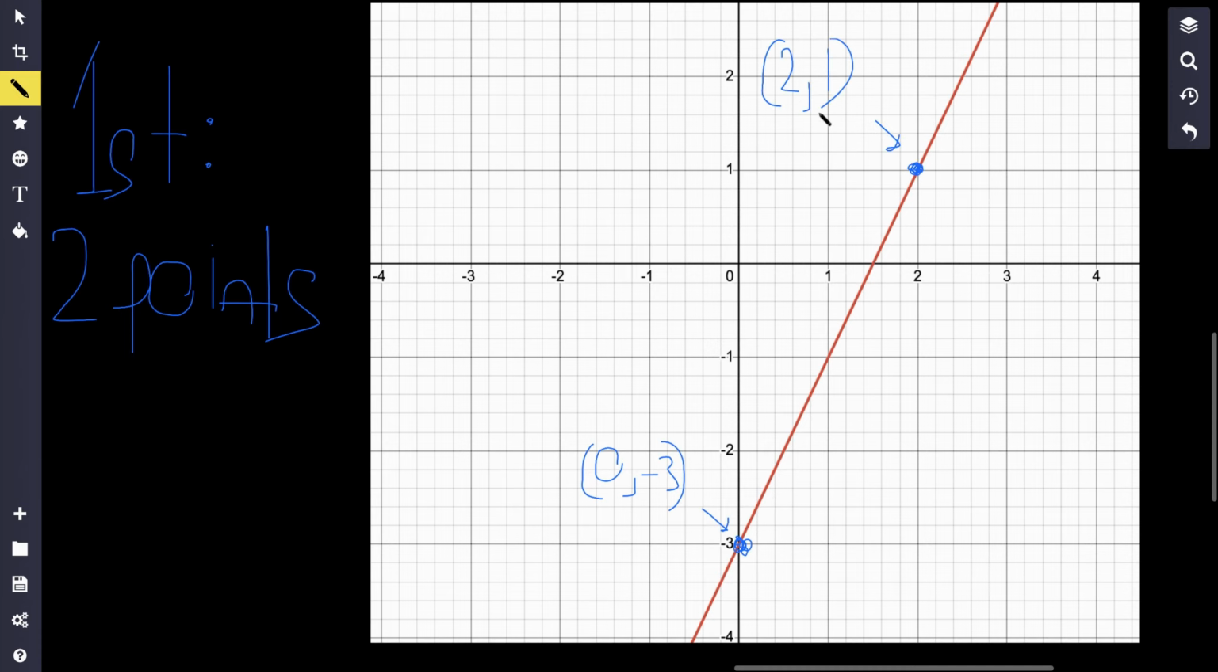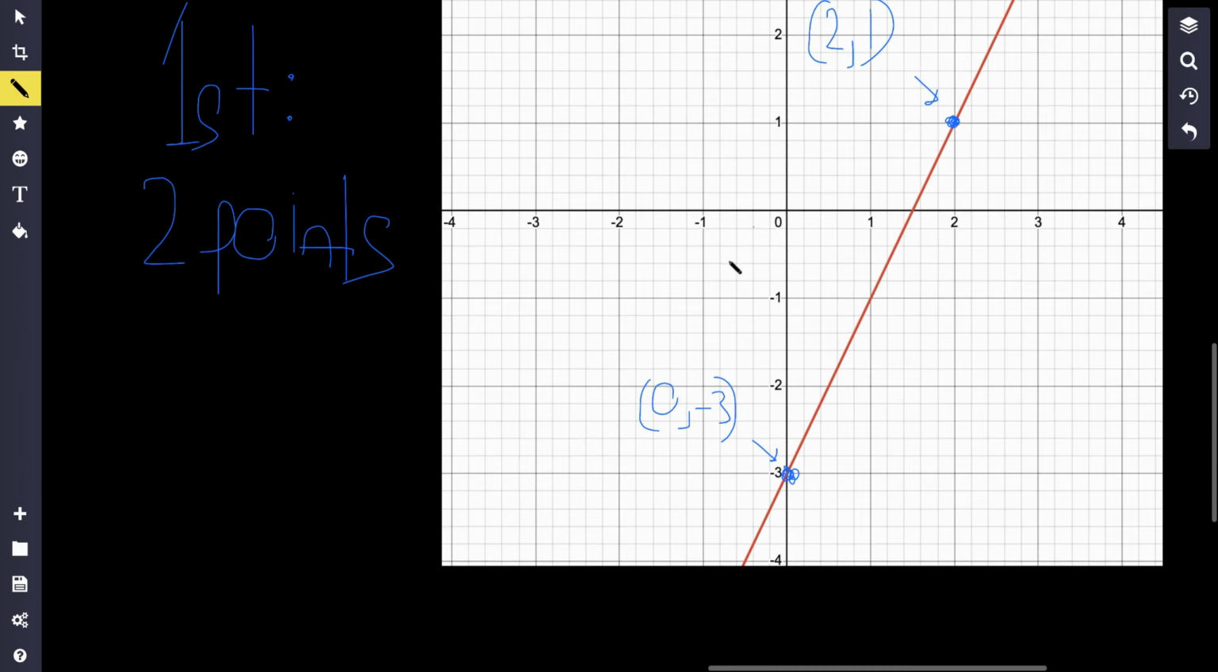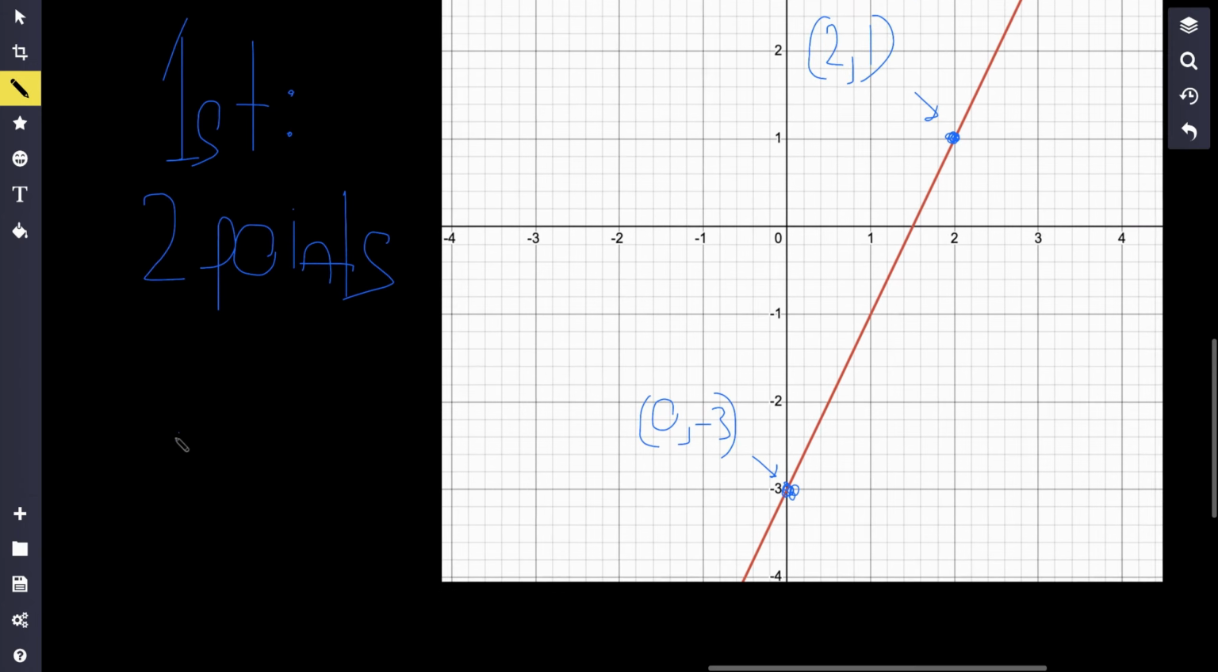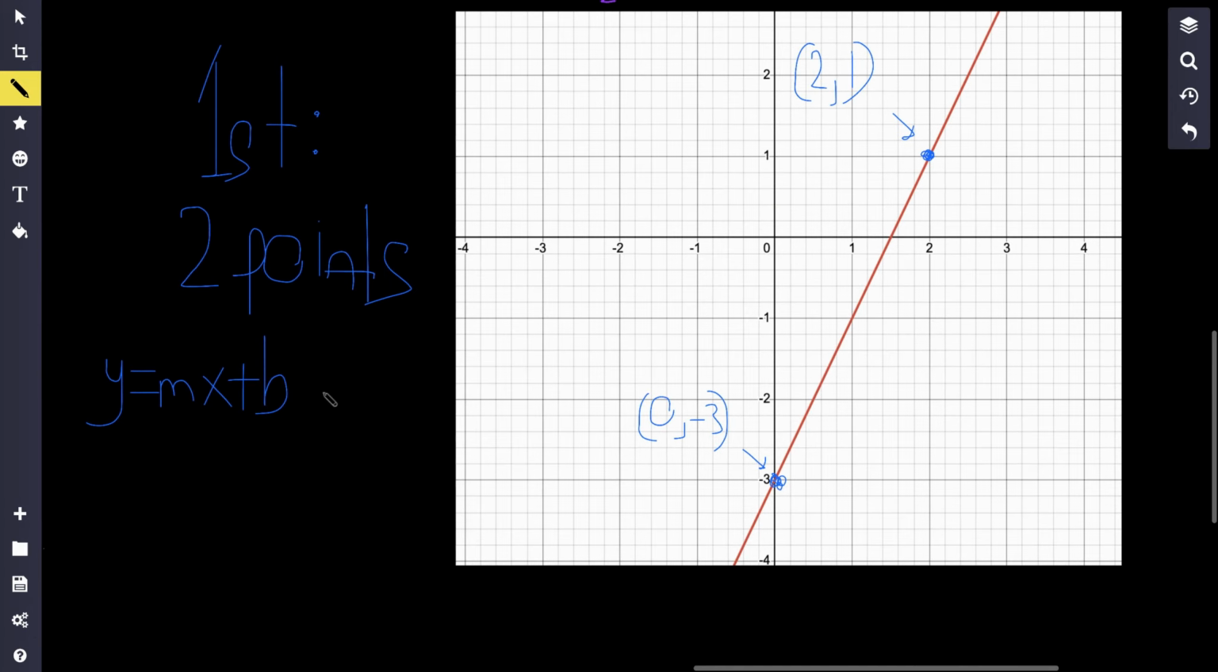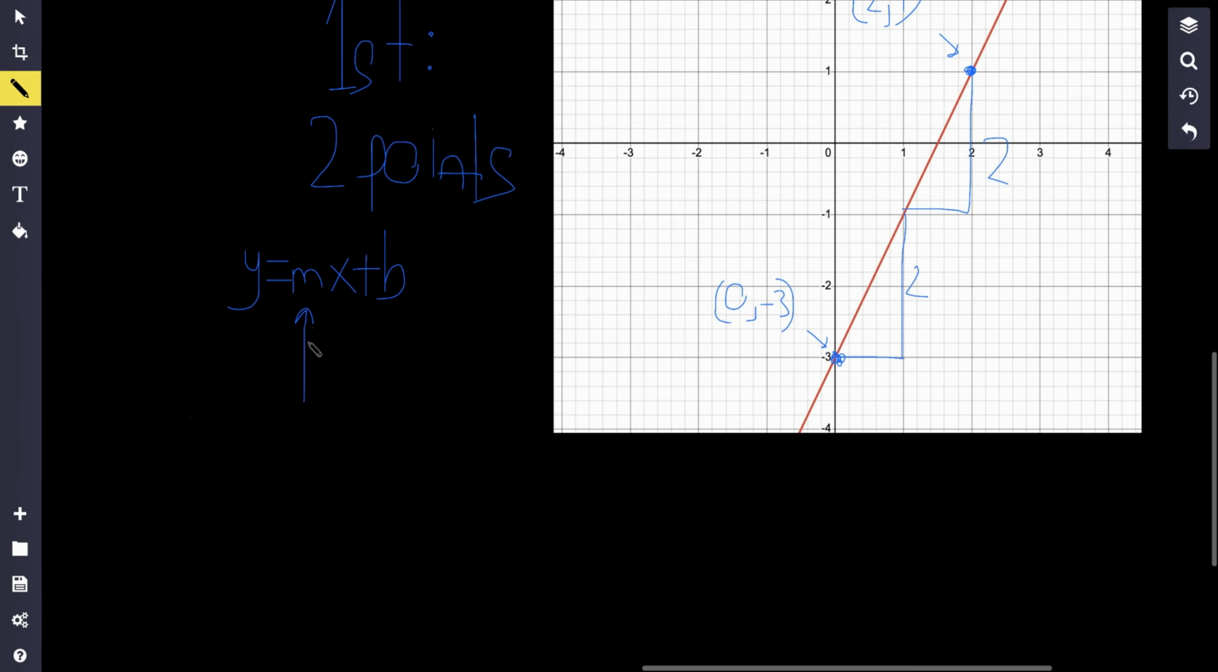All right. Now, let's say I want the equation of this line in the form of y is equal to mx plus b. So how can I do this? Well, the first thing I have to do is find the slope of this line. Notice how every time you move 1 unit to the right, you move 2 units up. 1 unit to the right, 2 units up. Therefore, the slope of my line, aka the m value, is equal to 2. m is equal to 2.